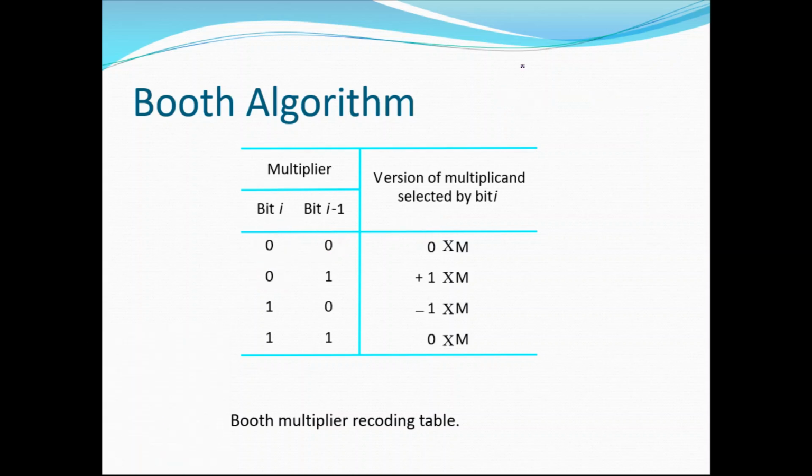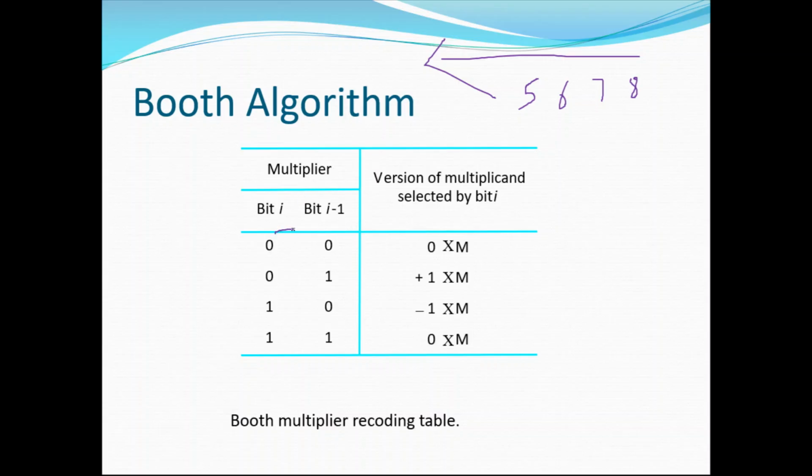Bits are normally numbered from where to where? Here, the ith bit is the highest bit, so you have to move from right to left. If the rightmost bit is 8, then the next will be 7, then 6. With this understanding, you have to take i and i minus 1.